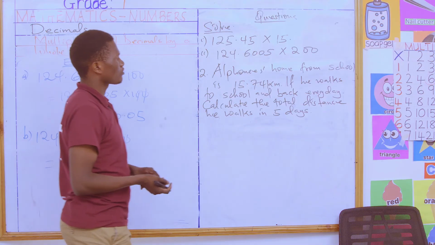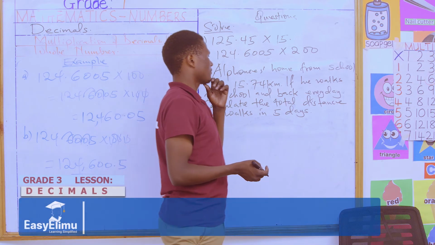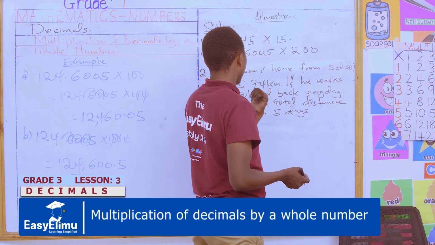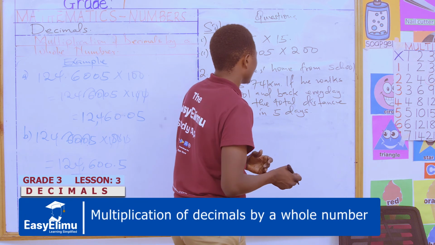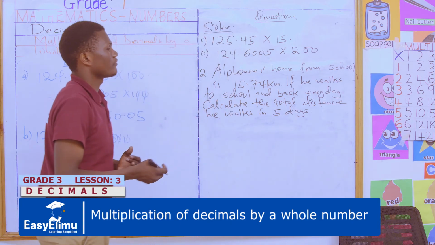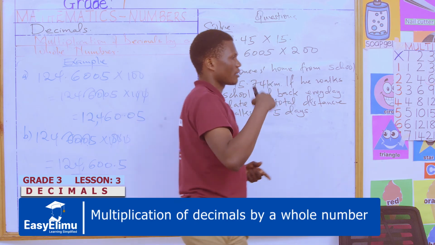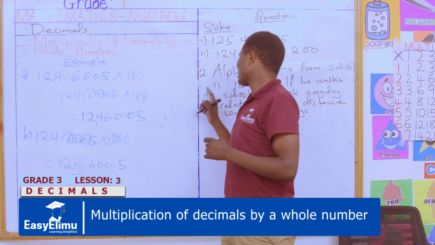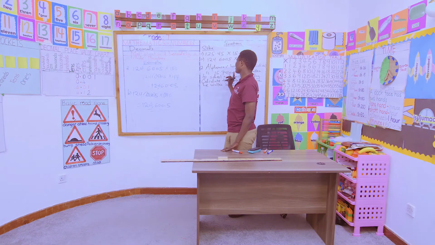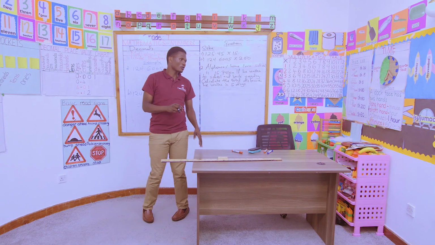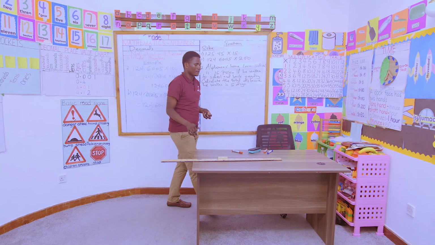So Alphonse's home from school is 15.74 kilometers. If he walks to school and back every day, calculate the total distance he walks in 5 days. So this is someone going to school every morning and coming back, covering a distance of 15.74 kilometers anytime he goes to school, and of course coming back, covering the same distance. Calculate the total number of kilometers he will have walked within a span of 5 days.